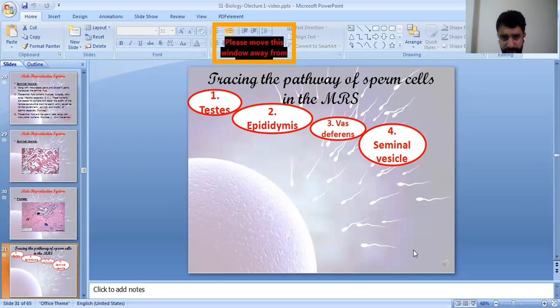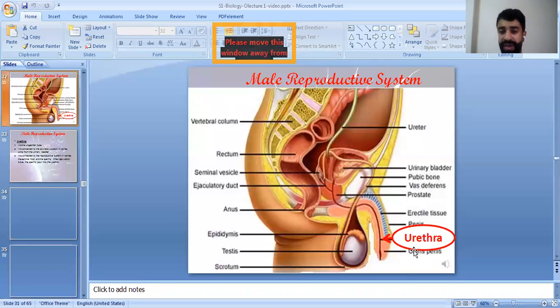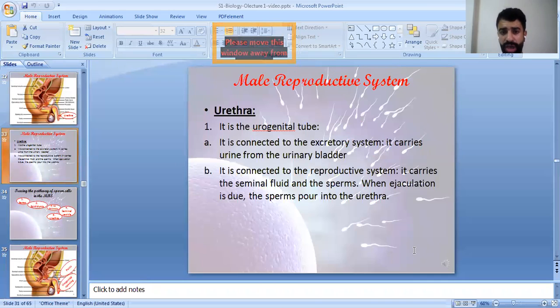So here the pathway we have testis, epididymis, vas deferens, and the seminal vesicle. We have the urethra. Urethra is the urogenital tube. From its name, urogenital, it's connected to the excretory system where it carries the urine from the urinary bladder. That's why it's urogenital. It's related to the genital system, to the reproductive system, where it carries the seminal fluid outside the body and they are poured in the urethra.